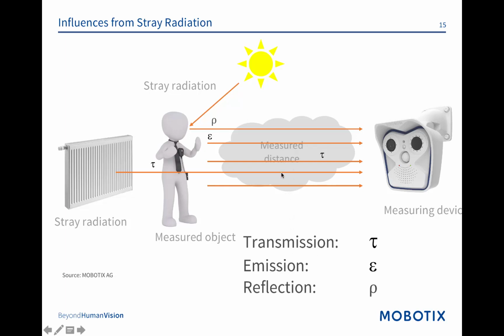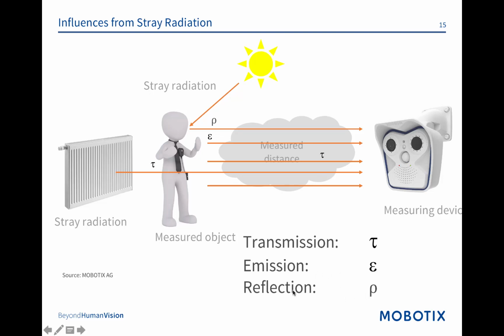Then we have the transmission. If the energy is going through something, then we have this transmission value, and this transmission value we have as well for the radiation going through the body. So we have transmission here and we have transmission also here. And we have the reflection. We have tau for the transmission, epsilon for the emission, and rho for the reflection.